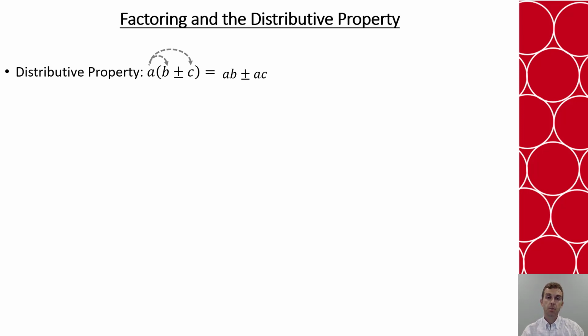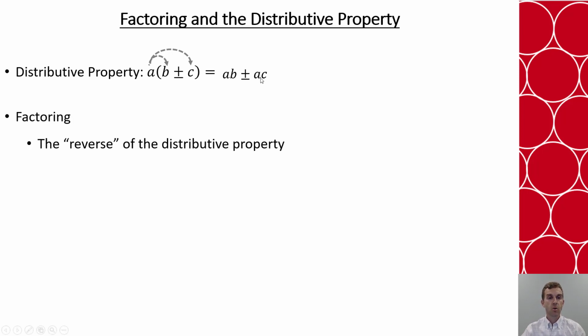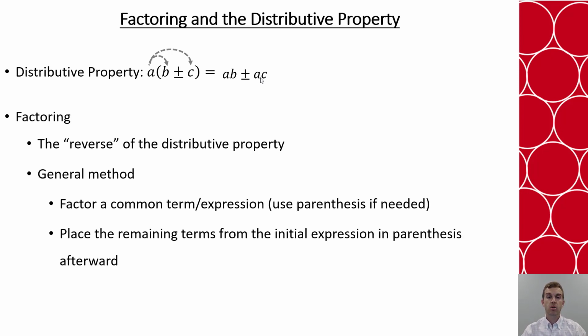But the distributive property also allows us to go the opposite direction, which is to factor out a term from everything and rewrite it in this parentheses form. So when we think about factoring, we're going to be thinking about the reverse of the distributive property. And we're going to be looking to factor out some common term or even an expression and then have remaining components from that initial expression.